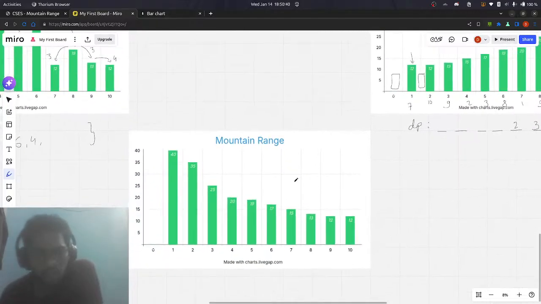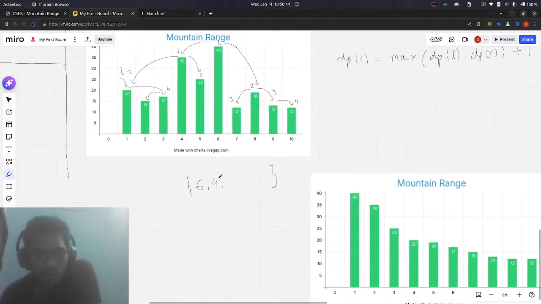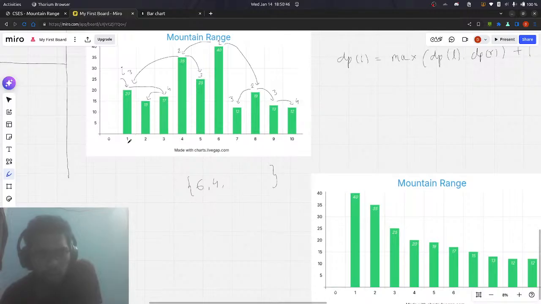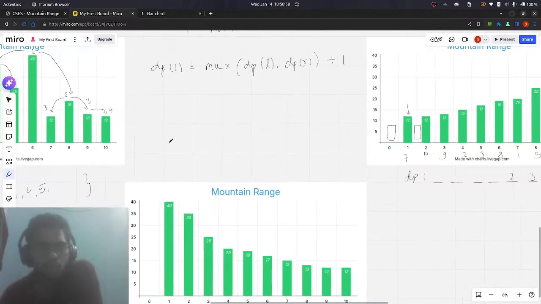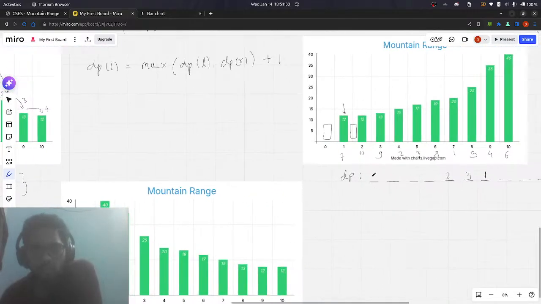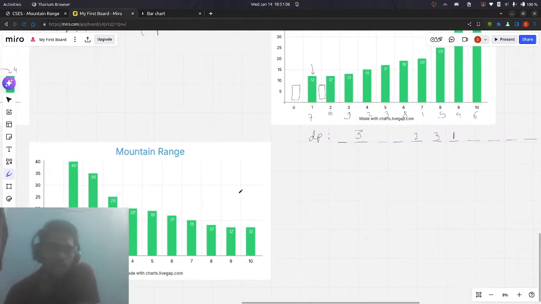Now next one is 20, and 20 is at 1. For 1 there is no lower bound present, so it will be 0 from that side. For upper bound we have 4, and that gives us 2, so 2 plus 1 is 3, so it will be 3. Now similar to that we have 19.